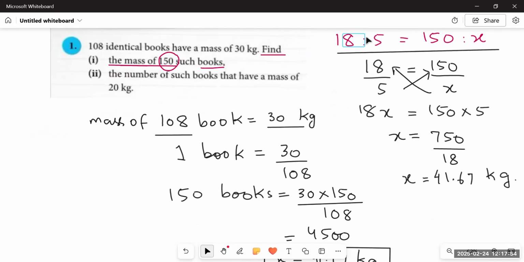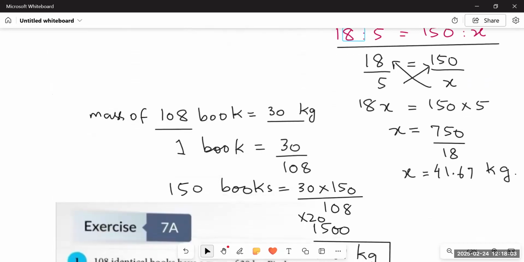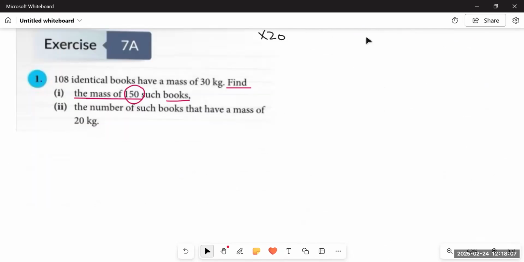Now they're saying we have to find the number of such books that have a mass of 20 kgs. In the second part, we are provided with kgs. You see, kg means we are provided with mass. In the first part, we were provided with 150 books, and now we are provided with 20 kgs. So what are we going to do? First, we will write the first statement in the form of ratio, simply as 108 ratio 30, is equal to, now, what are we given? This is the books.